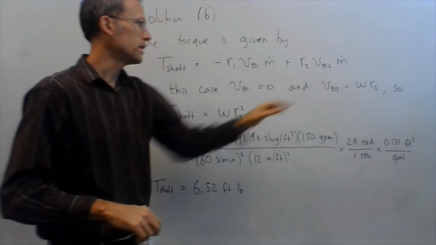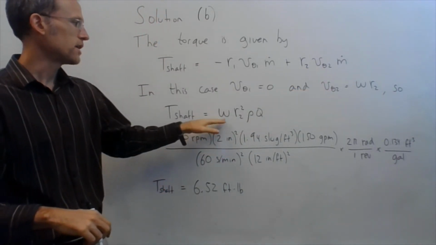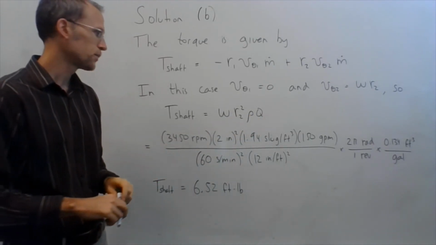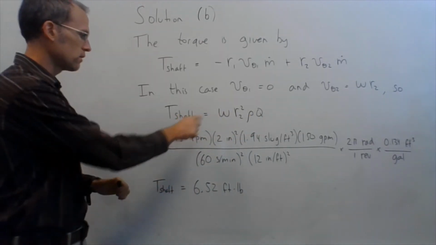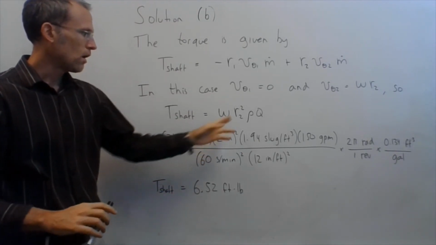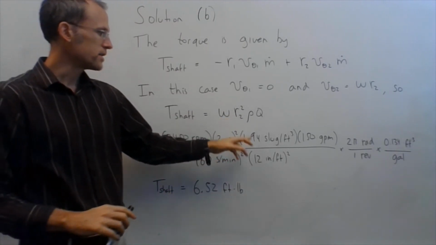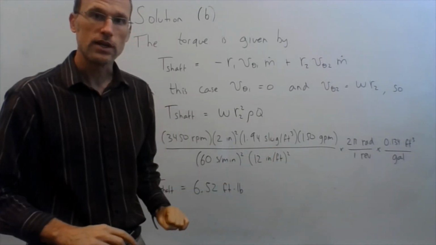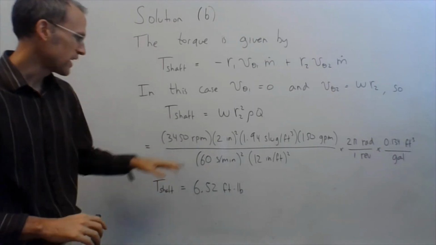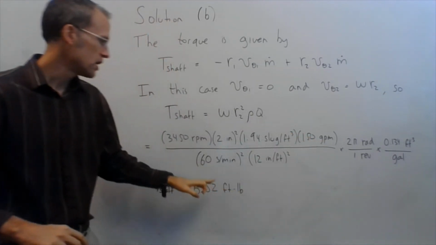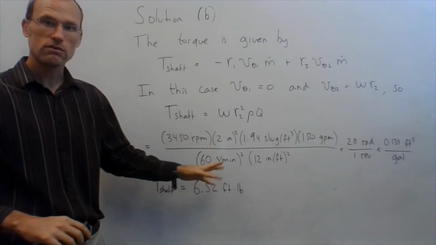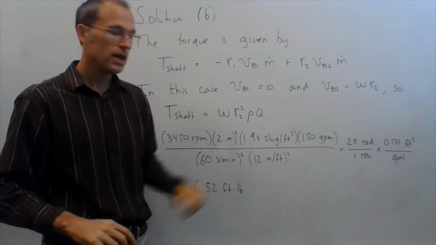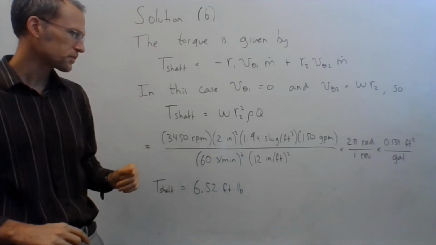So V theta 2 is r2 times omega, so omega r2 squared. Then m dot is density times flow rate, rho times Q. And so I know all that stuff, so omega was 3450 RPMs, R2 is 2 inches, square that, density 1.94 slugs per cubic feet, and then my flow rate of 150 gallons per minute, and then I get to make a bunch of conversions. So I have per minute here and per minute there, so I need 60 seconds per minute on the bottom squared, the two of them. This 2 inches for the radius gets squared, so I have 12 inches per feet on the bottom, also squared.